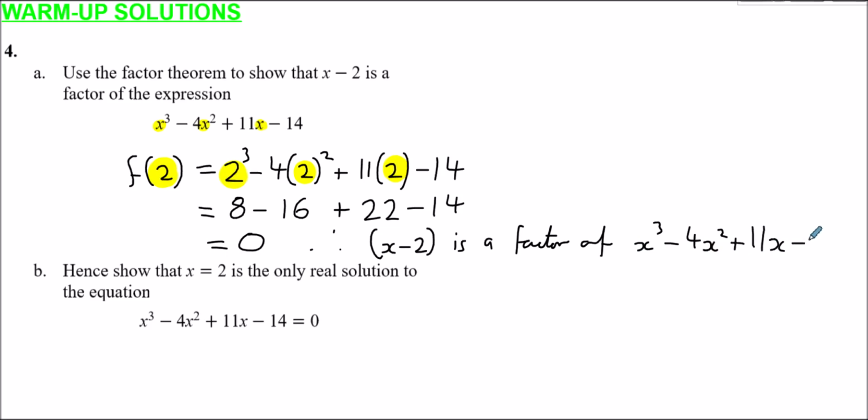Now for part B, slightly more complicated, we now need to show that x equals 2 must be the only real solution to this equation here. We found a factor, so x minus 2 is a factor, so what we now know is that we should be able to divide this expression here by x minus 2, and we should end up with a 0 remainder. So if we take this here and divide it by x minus 2, we know quite confidently that the remainder is going to be 0. So let's just do this carefully and see what we get for the quotient.